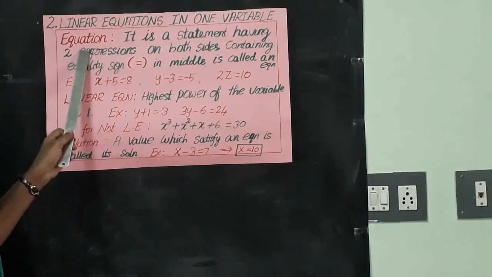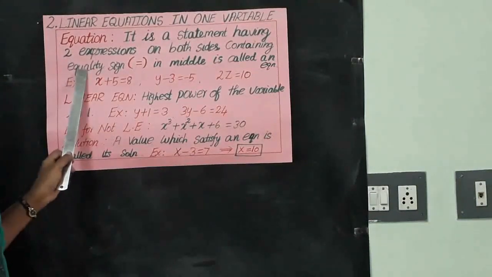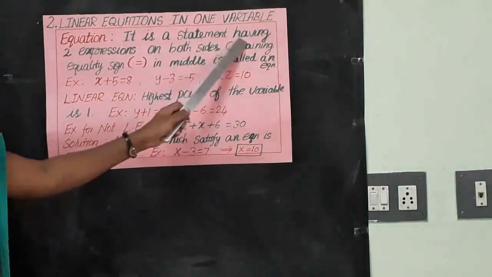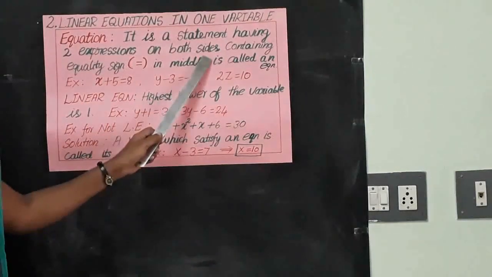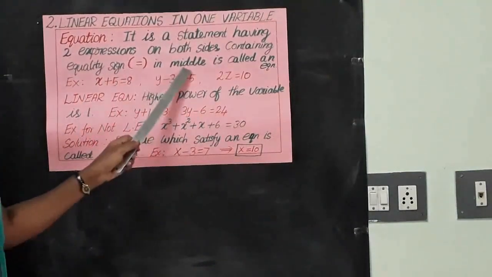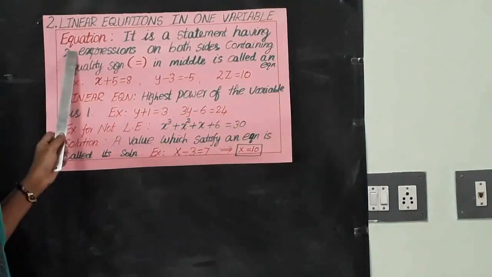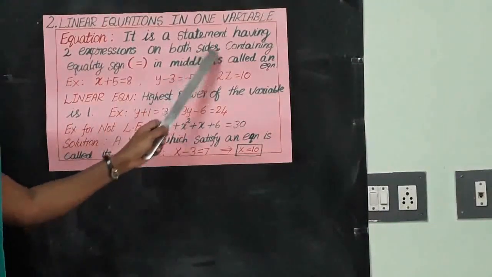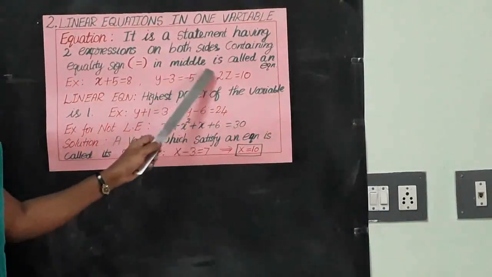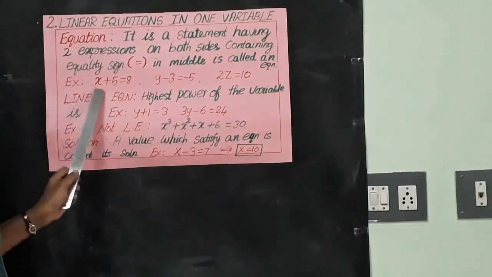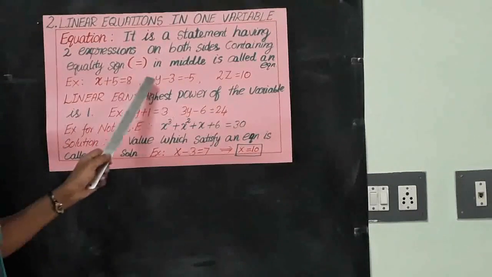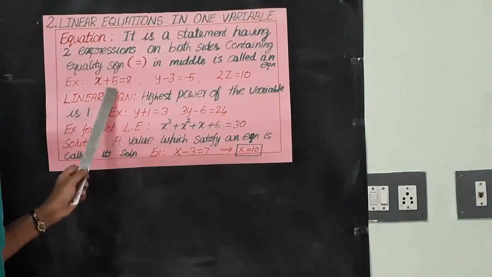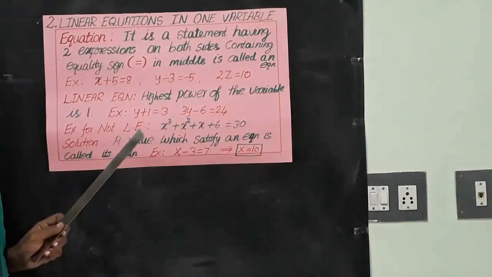See, I have written the equation definition in this chart. What is an equation? Already I said, it is a mathematical statement having two expressions on both sides containing an equality sign in the middle, called an equation. Example, x plus 5 equal to 8. Y minus 3 equal to minus 5. 2z equal to 10. These are the examples for equation.